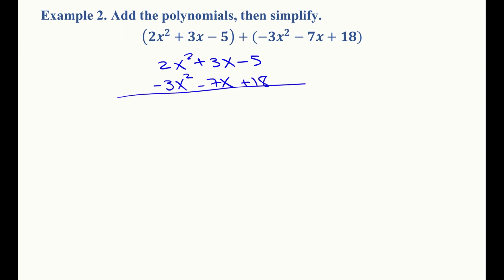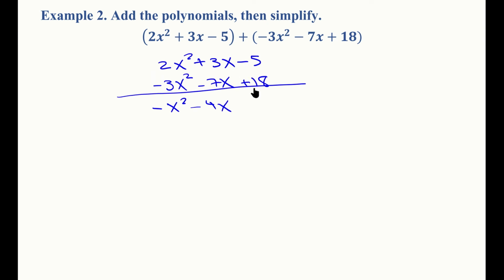So now we can just draw a line and just combine. See how easy that is? So 2x squared minus 3x squared, that's going to be -x squared. 3 minus 7, that gives us -4x.